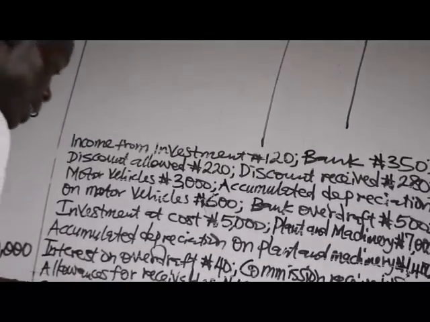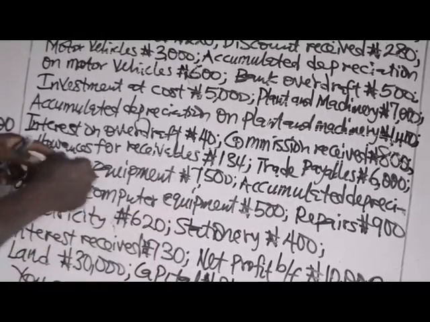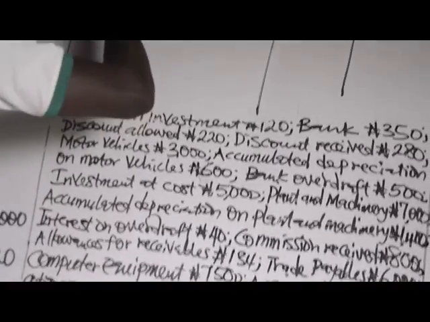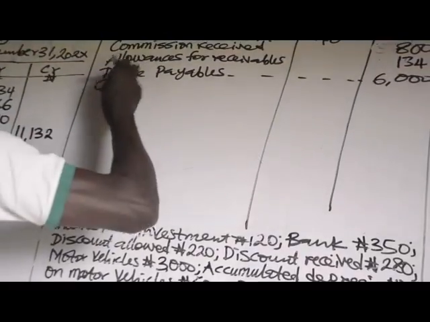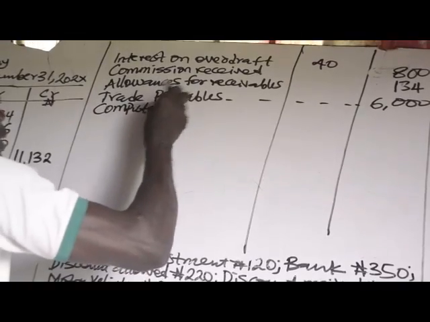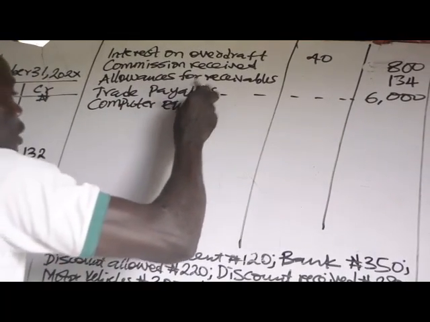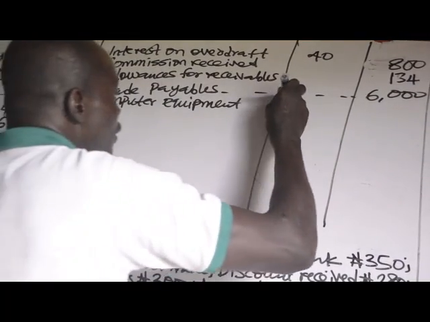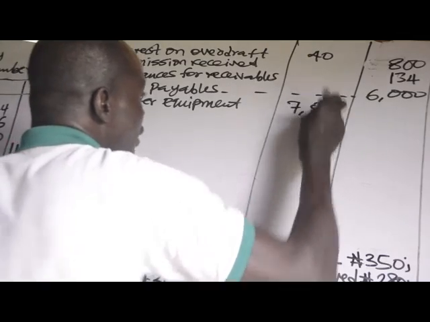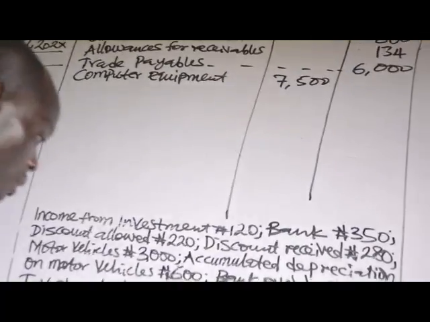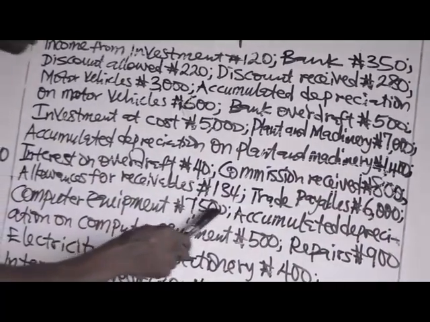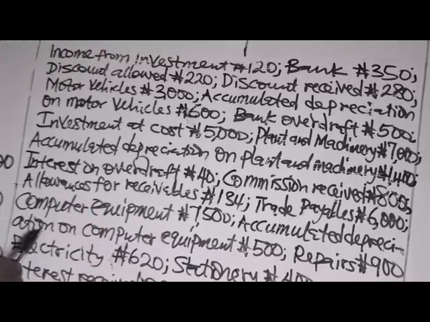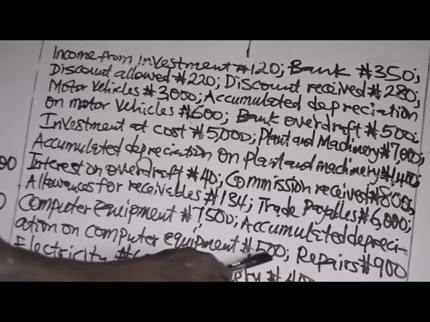After trade payables, the next item is computer equipment of 7,500. Computer equipment is your property, therefore it's an asset of the business. Computer equipment of 7,500 naira.